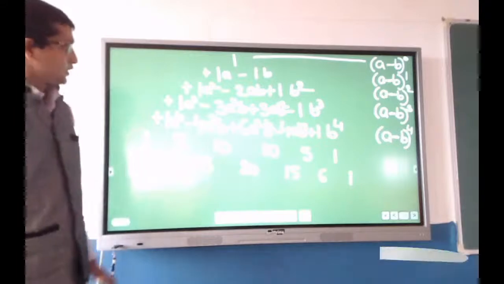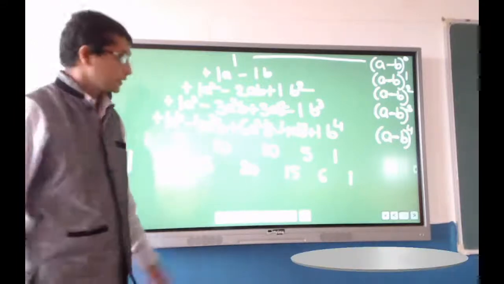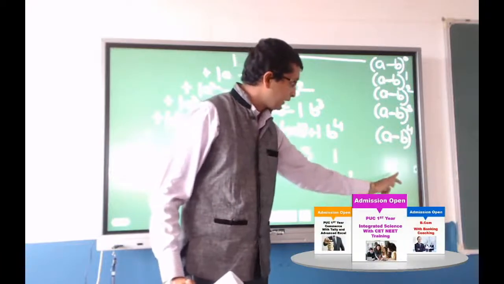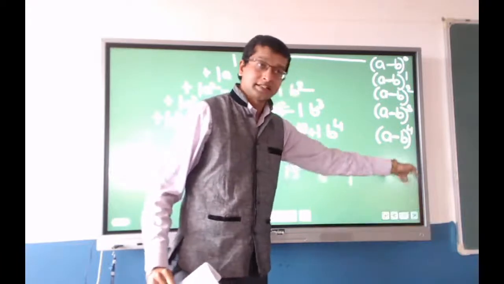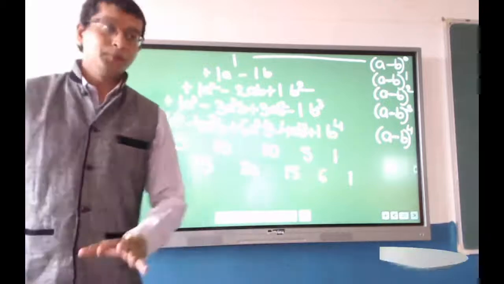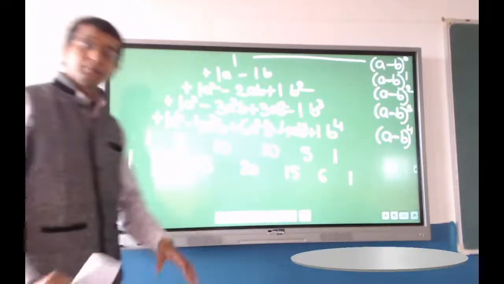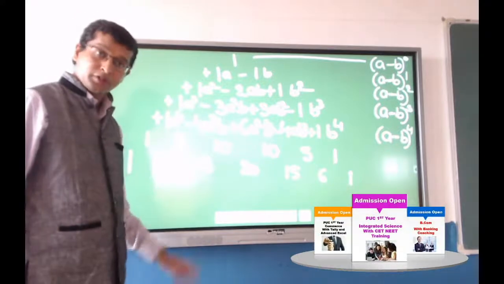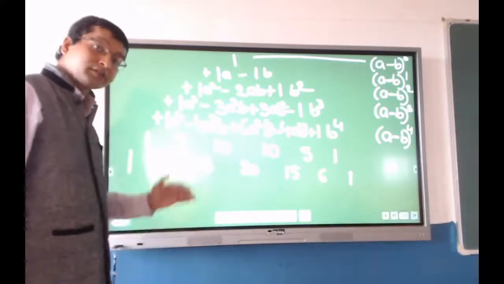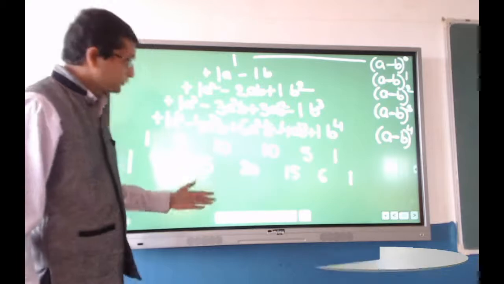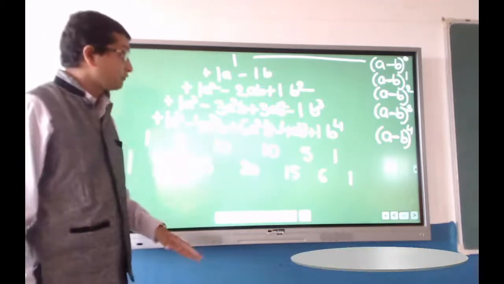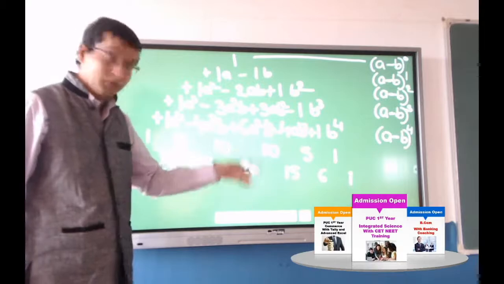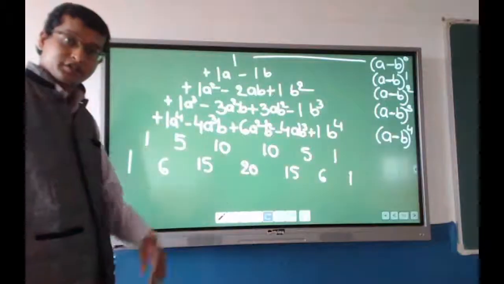Okay, yes. So next we have (a minus b) raised to 5, and (a minus b) raised to 6. You know the technique of how to simplify this. Below there is a comment section. Within 30 seconds you have to write the expansion for (a minus b) raised to 5 and (a minus b) raised to 6 in the comment section.